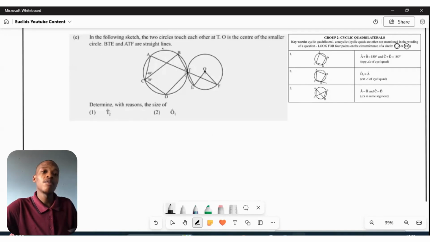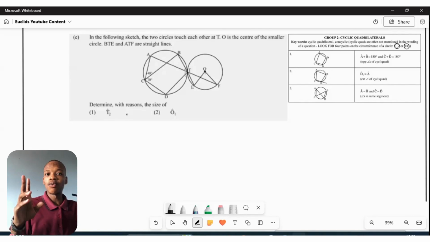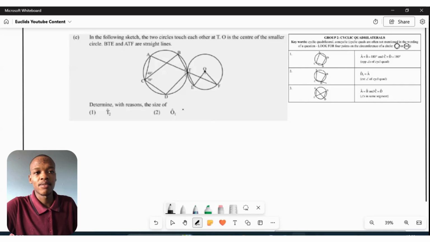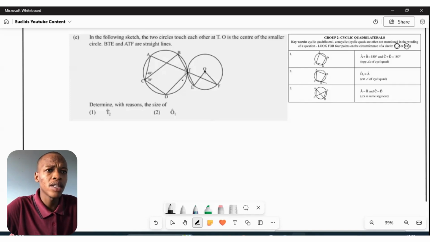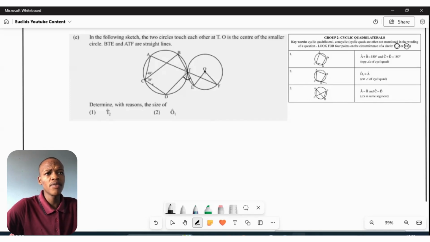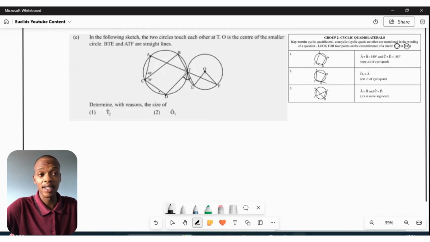Now they are asking us to determine, with reasons, the size of T2. Where is T2? Let's identify where T2 is. There is T2. Do we have a cyclic quad? Yes, we do. We have 2 cyclic quads: cyclic quad A, C, D, T, and cyclic quad C, B, T, D.